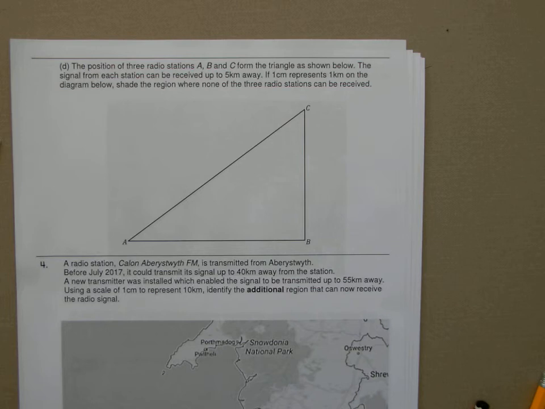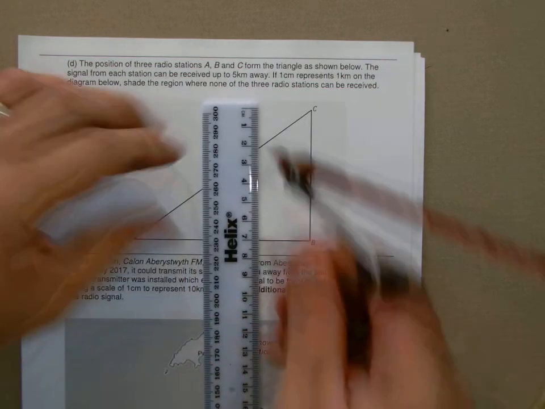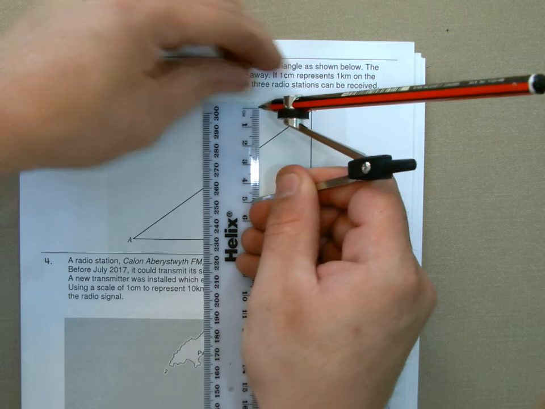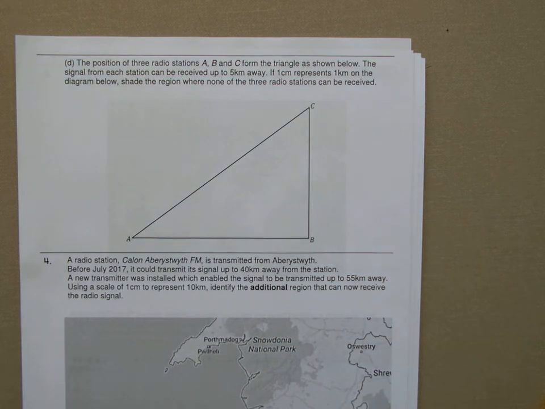Okay, part D says the position of 3 radio stations, A, B and C, from a triangle is shown below. The signal from each station can be received up to 5 kilometers away. So if 1 centimeter represents 1 kilometer in the diagram below, shade the region where none of the radio stations can be received. So what I do now is get my compass and measure this out to be 5 centimeters, because it's 5 kilometers, so I need to use that scale of 1 centimeter representing 1 kilometer. Let's just make sure we've gone 5 centimeters. Yeah, spot on.